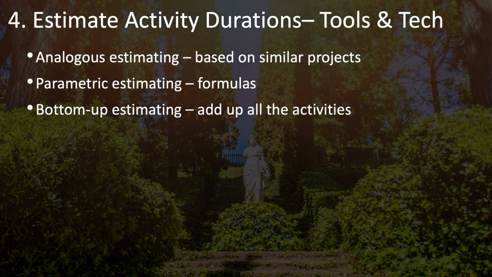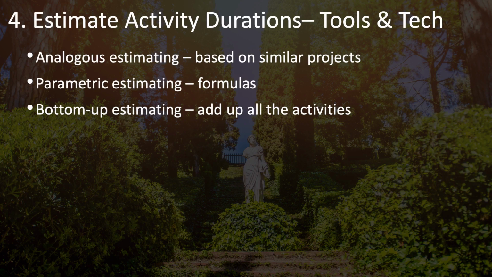And now we come to some of the interesting tools and techniques used to estimate activity durations. The three primary techniques are analogous estimating, parametric estimating, and bottom-up estimating. Analogous estimating is when you determine your estimates based on a similar project, and usually taken as a whole.